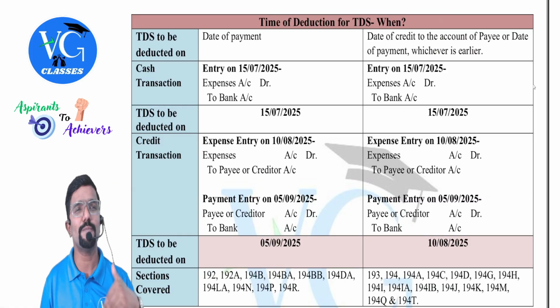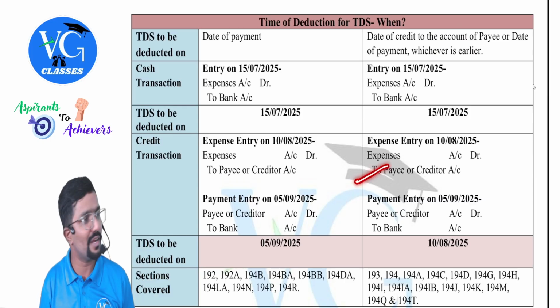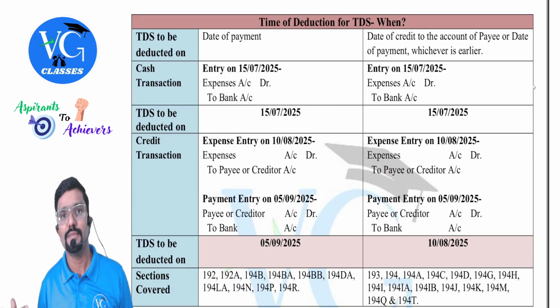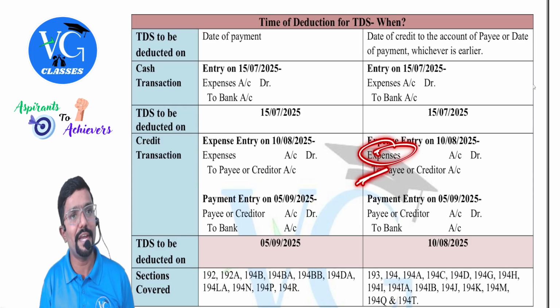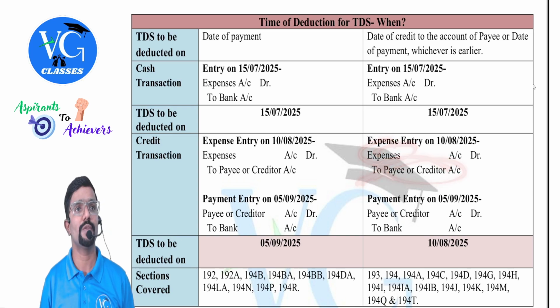Very simple. When I am supposed to pay something to you, you are a creditor to me. I would have credited your account in my books. I have incurred the liability, but I have not yet paid. Incurred but not paid. So expenses I will debit, but I will give a credit to whom? Not to bank, because I have not paid immediately. I will give credit to your account. So this day or this day, whichever is earlier. In our case, it is 10th August, guys.